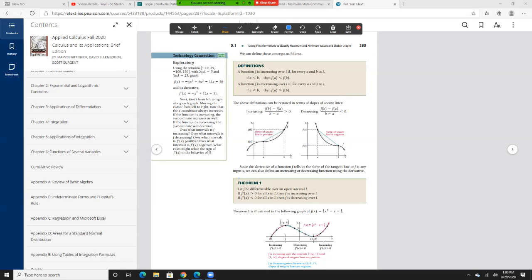Let's talk about Theorem 1. Theorem 1 says, let f be differentiable on an open interval I. If the derivative is positive, or greater than 0, for all x's in the interval, then the function is increasing on that interval. Likewise, if the derivative is negative, or less than 0, for all values in the interval, then we would say that f is decreasing on that interval.